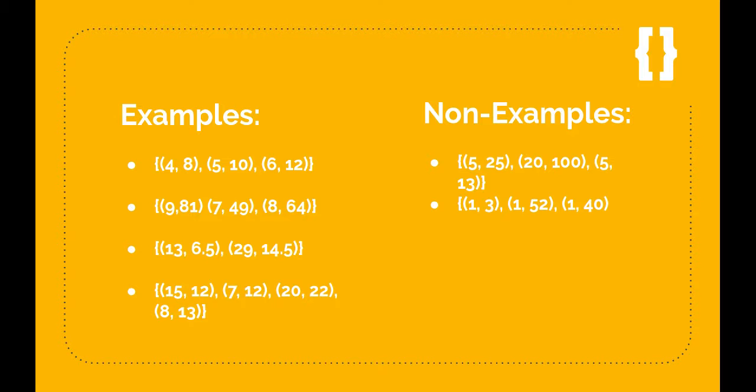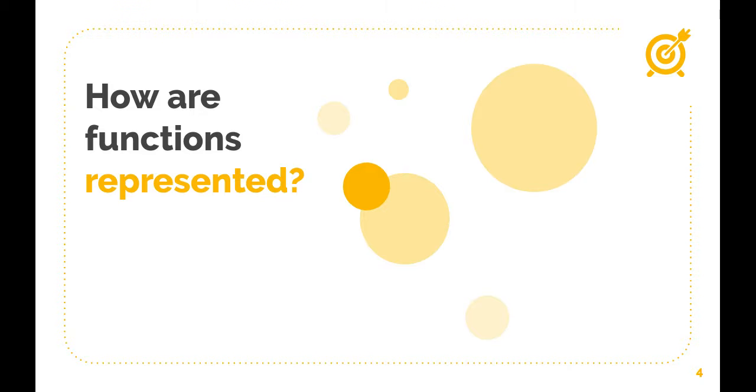if you look over at the non-examples, if you see the same number in the x-coordinate position twice, that means that it is not a function. So if you see (5, 2) and (5, 13), that's not a function because the input is the same and they're matching to different separate outputs. All right, so moving on.